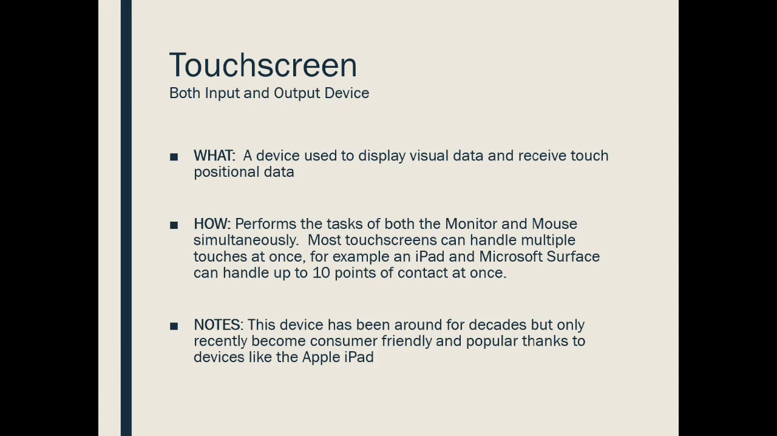So a touch screen, this is a monitor that you can actually interact with. So this is both an input and output device, so it does everything a monitor does, but it also can collect the same information that a mouse can, positional and click data. So it's like a combination between the two. Many touch devices that use capacitive displays are typically going to be able to recognize more than one touch at a given time. So for example, the Microsoft Surface and the iPad can handle up to 10 points of contact at once, so all 10 of your fingers.